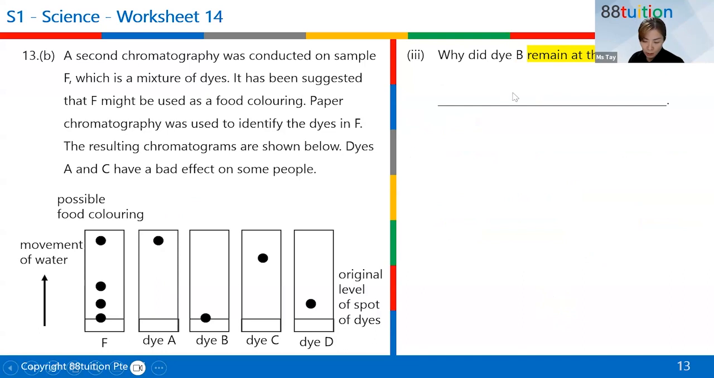Now, why did dye B remain at the starting line? Okay, common question, always will be asked. They also like to ask why the start line must be drawn with a pencil. Correct or not? So let's try this first. Why do you think dye B remains at the starting line? Is it because it is not soluble in water? Okay.